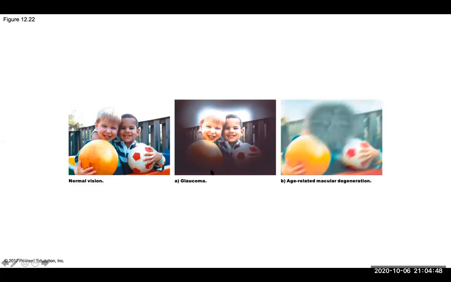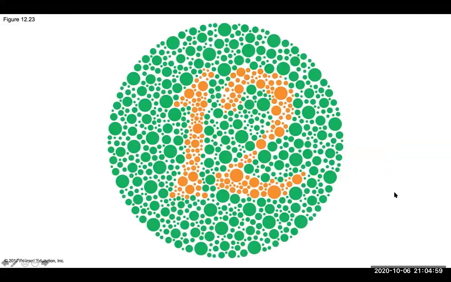Here's what you would look like, with a picture with normal vision, with glaucoma, which is the pressure buildup, and age-related macular degeneration. Here's a test for color blindness. Hopefully you guys can all see the number 12 in this picture, but there's different tests you can do.